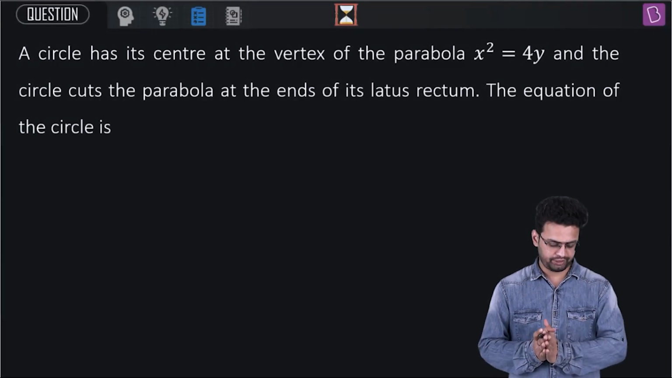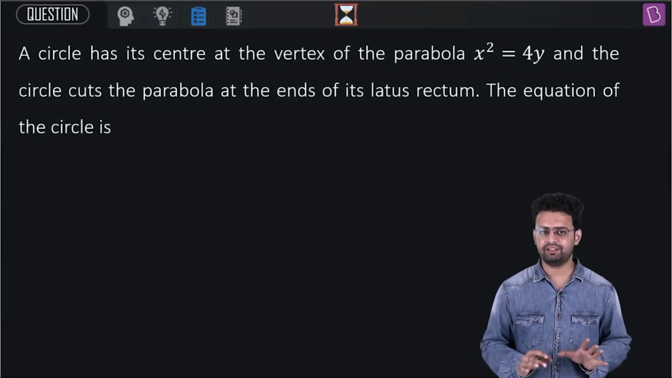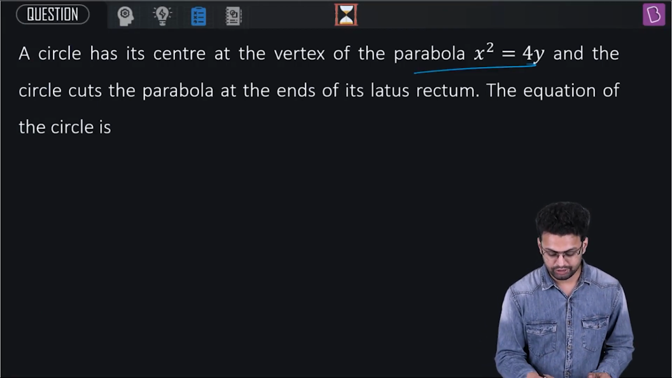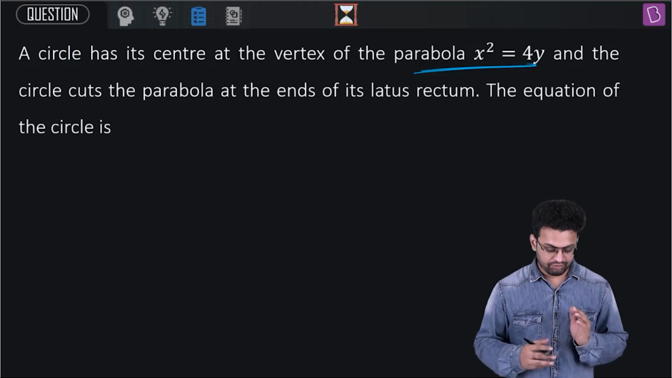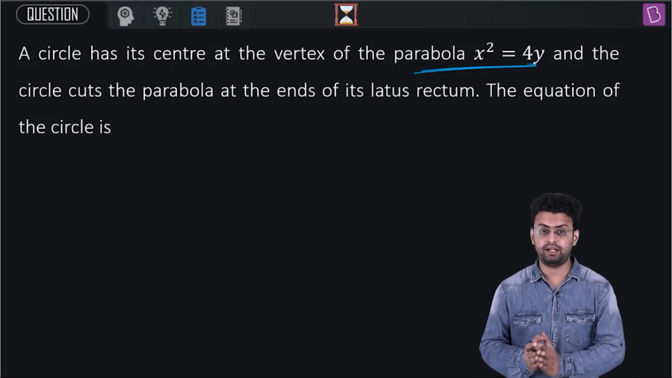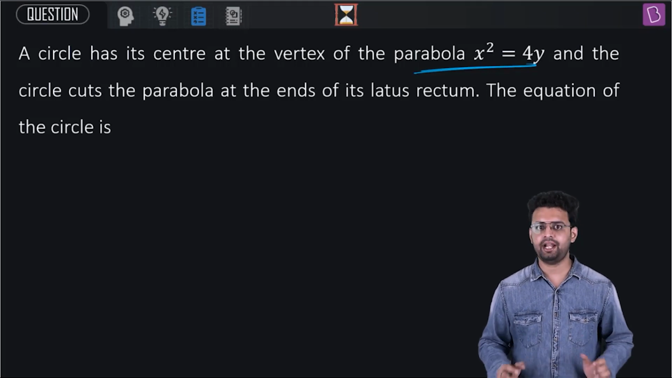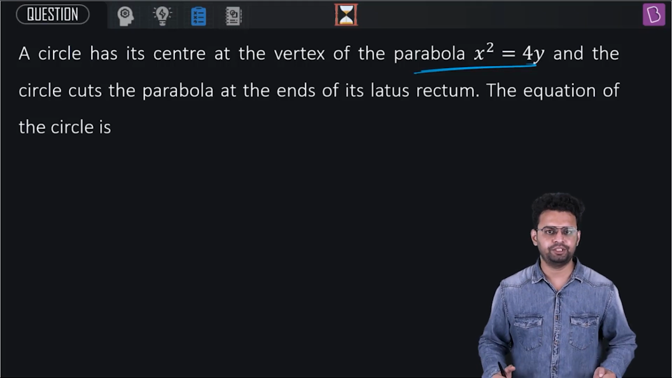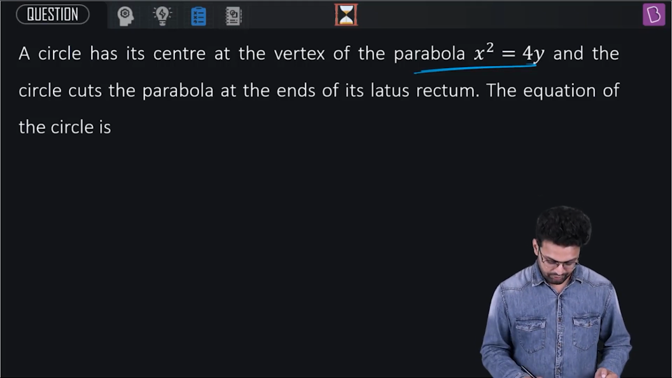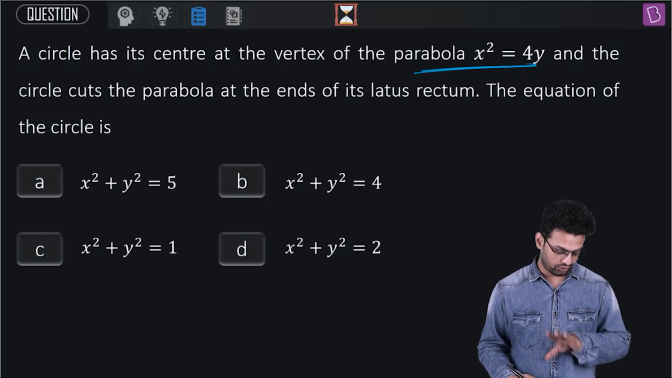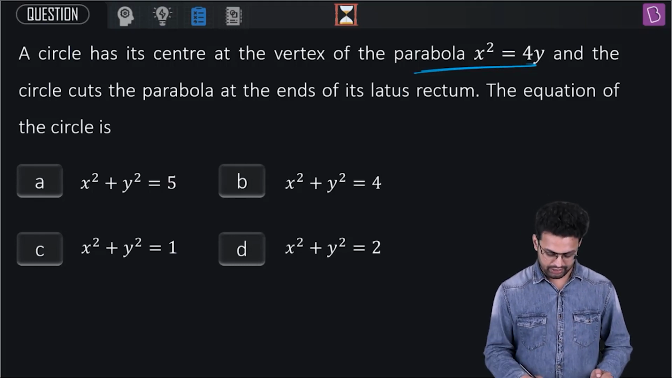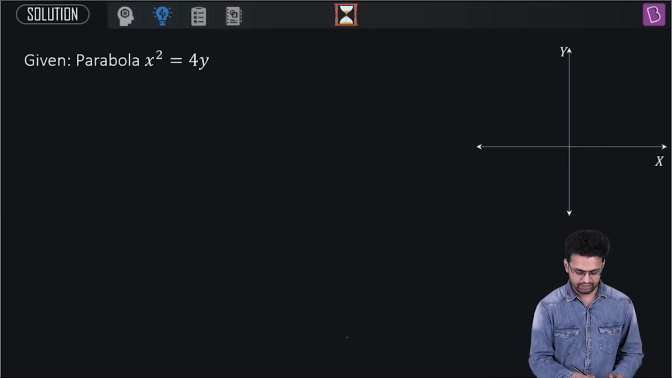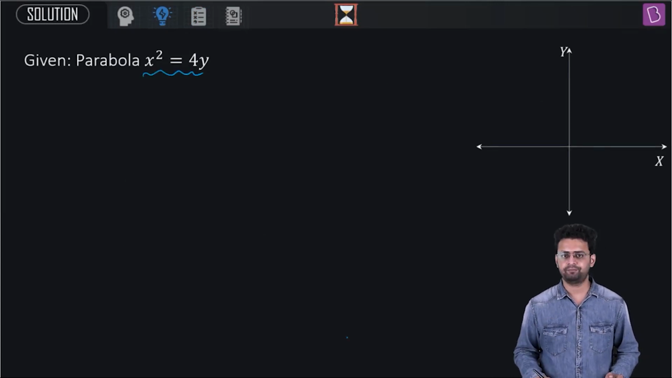So now in this question, we have a circle and it is given that its center lies at the vertex of the parabola x square is equal to 4y. Further, it is given that the circle is cutting the parabola at the end points of its latus rectum. They have asked us to determine the equation of the circle. Okay. Before moving to the solution, let us have a look at the options as well.